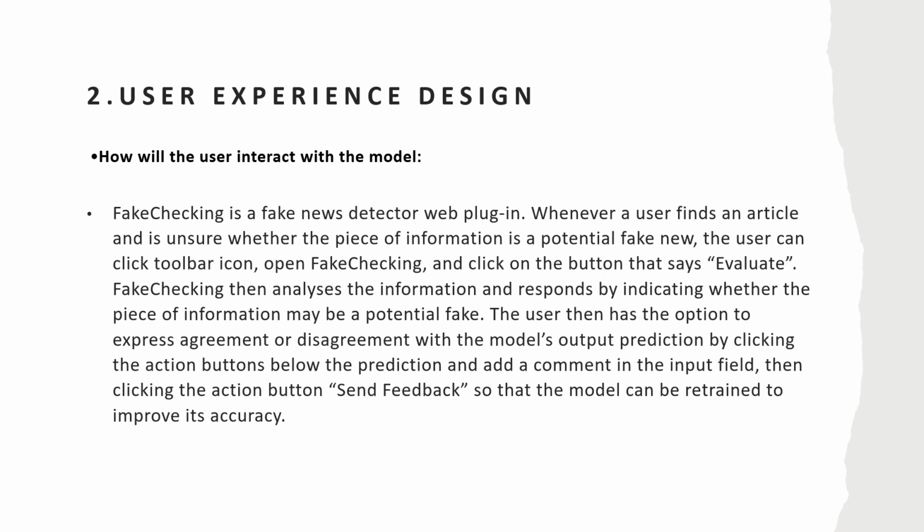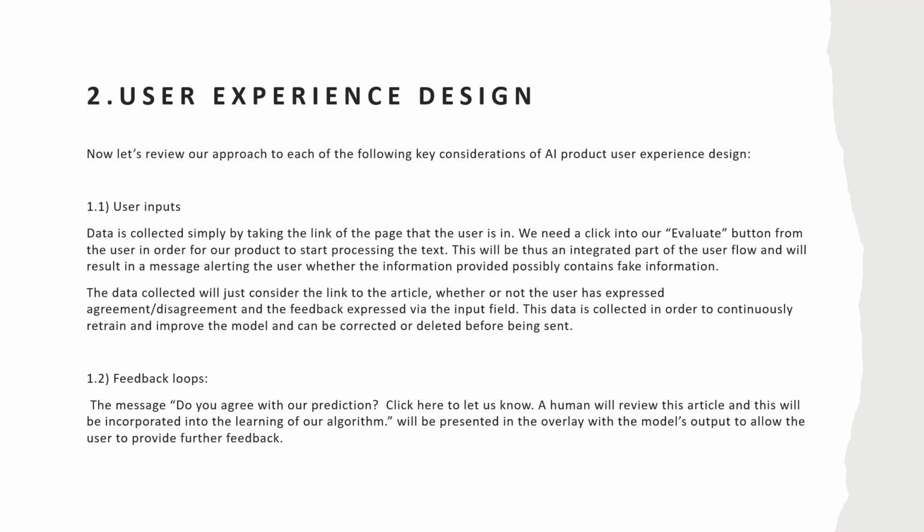The user then has the option to express agreement or disagreement with the model's output prediction by clicking the action buttons below the prediction and add a comment in the input field, then clicking the action button Send Feedback so that the model can be retrained to improve its accuracy. Now let's review our approach to each of the following key considerations of AI product user experience design. Let's start with user input and feedback loops.